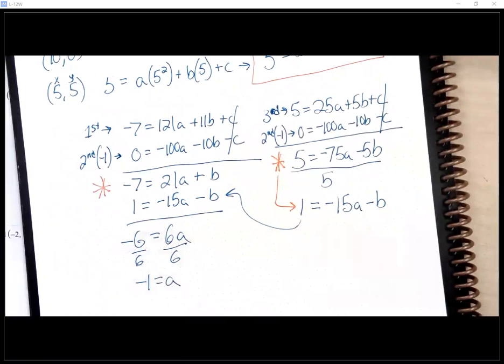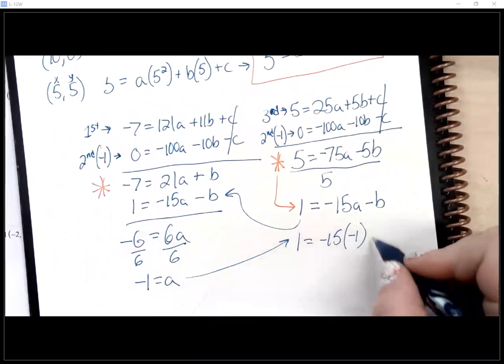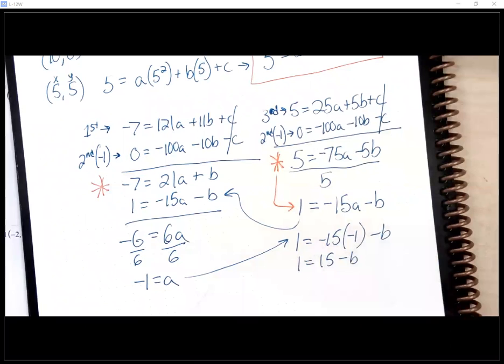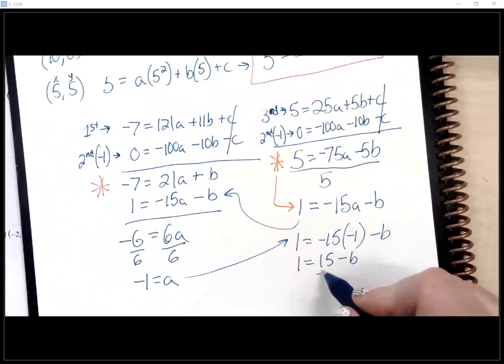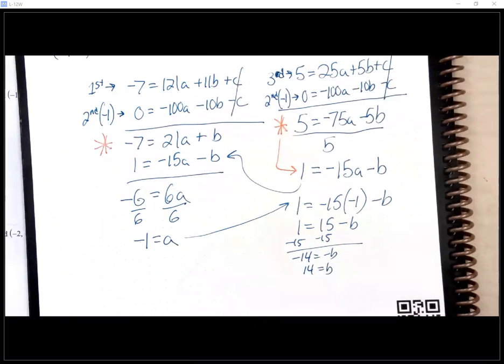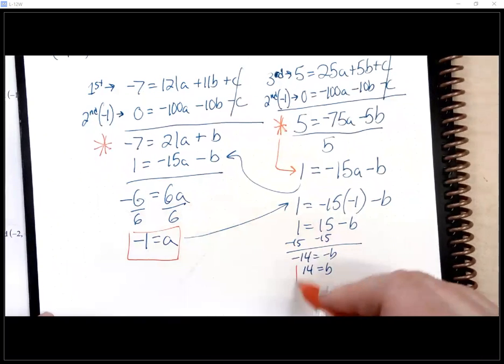But now to get the second one, really easy. Just go to one of your star equations. It doesn't even matter which one. I'll go to this one right here. Why not? So that'd be 1 equals negative 15 times negative 1 minus b. So b's got to be 14, right? Hooray! Now we have 2 of our numbers already. We have A and B. All I need is C. How do you think I get C?